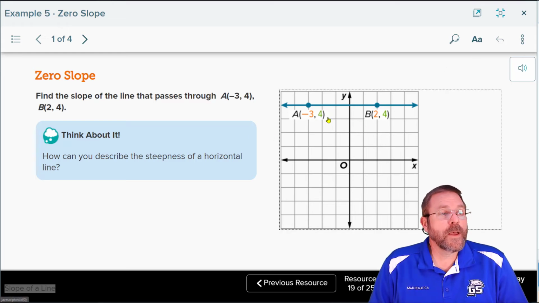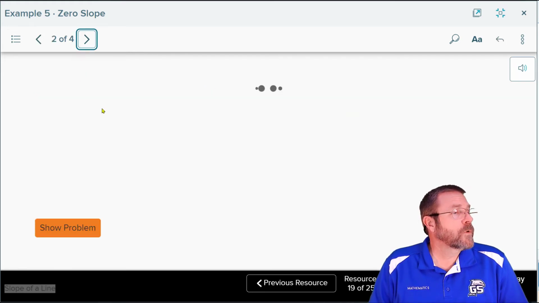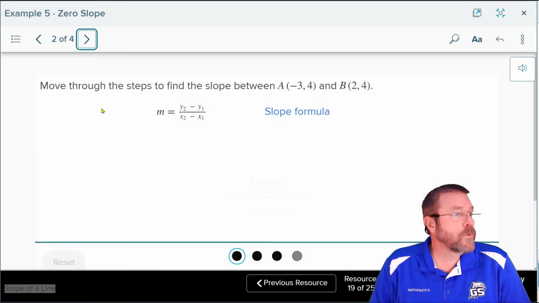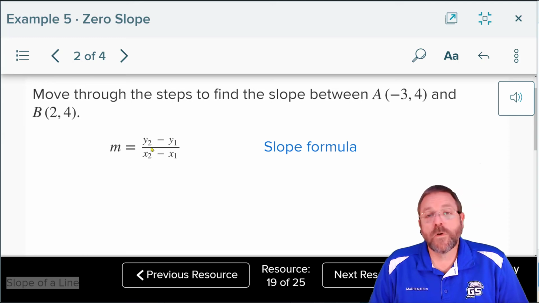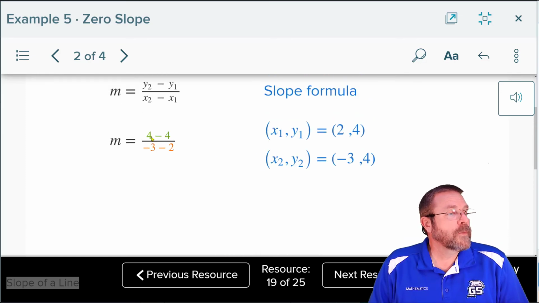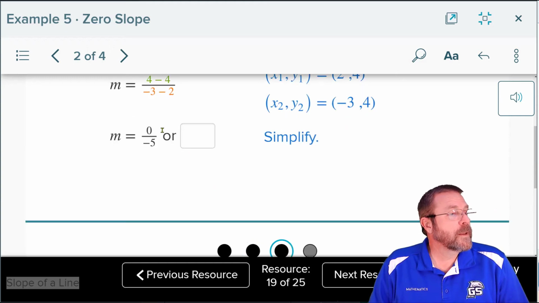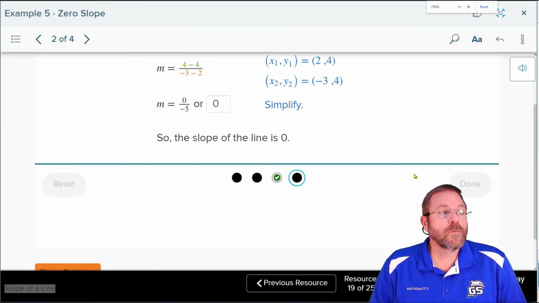Notice the x values, the 4's, are going to be the same. They're going to subtract out to equal 0. If we were to move forward and plug these into a formula where we're looking at the change in y divided by the change in x, also known as y sub 2 minus y sub 1, divided by x sub 2 minus x sub 1, when we plug in our values, that's going to give me 4 minus 4 divided by negative 3 minus 2. So on the top, I'm going to get a 0 over 5, also known as just 0 for the slope. So the slope of that line is going to be 0.